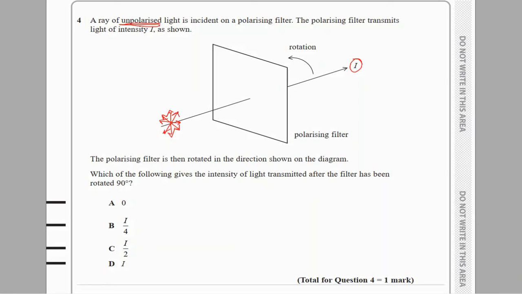That's only for a polarized light source, but since it's an unpolarized light source, the intensity compared to over here will definitely decrease, but the rotation would not cause any change in intensity. So even after rotation, the intensity will still remain as I. So answer should be D.